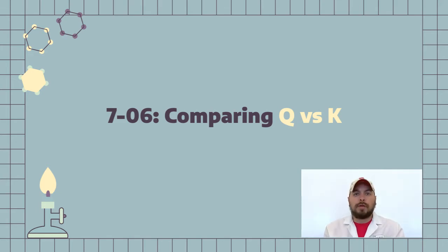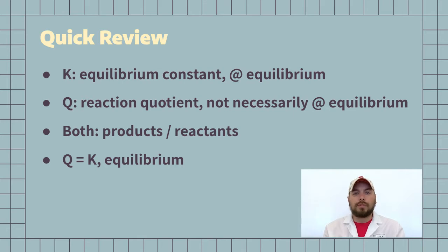Let's get started. For this video, it's going to be really important to remember that both Q and K are found using the same basic ratio of products over reactants, our mass action law. And when Q is equal to K, we are in a system that is at equilibrium. That means when Q is not equal to K, we're not at equilibrium.